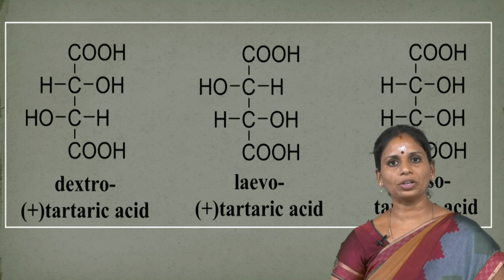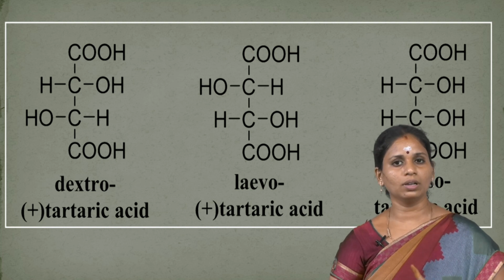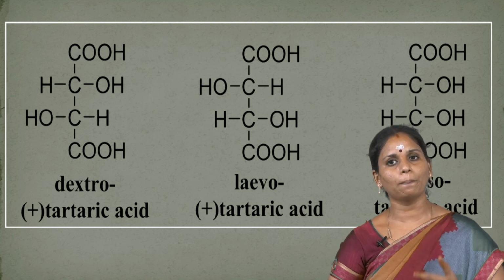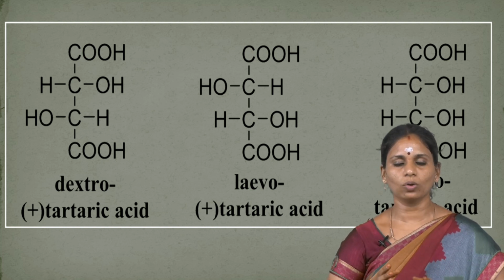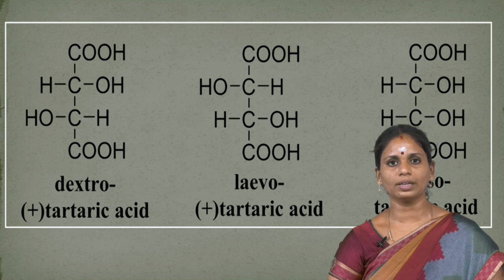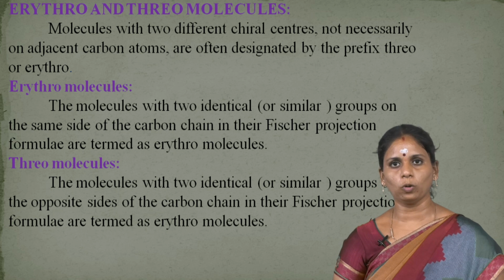For the dextrorotatory molecule, plus tartaric acid is given as an example. For the levorotatory molecule, there is minus tartaric acid, and meso tartaric acid is also given as an example for the three categories. Erythro and threo molecules. What are erythro and threo molecules?